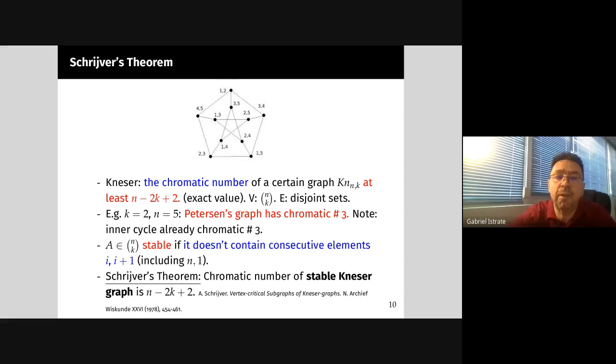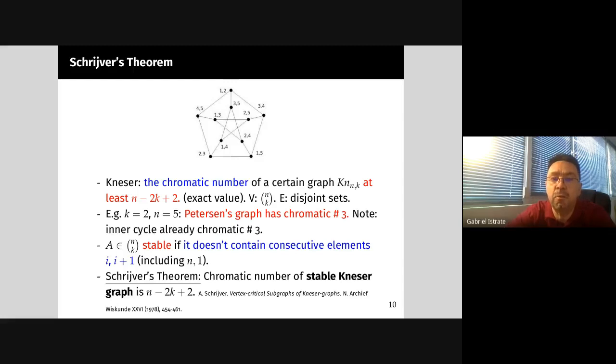So Kneser can be viewed as a statement about the chromatic number of a certain graph where vertices are sets. For instance, in this example, the universe has 5 elements, and the sets have 2 elements. So we get the Petersen graph, and 2 vertices connected by an edge correspond to 2 disjoint sets. And of course, Petersen's graph has chromatic number 3, so Kneser generalizes the claim that Petersen's graph has chromatic number 3. Of course, now you can view that the inner cycle already has chromatic number 3.